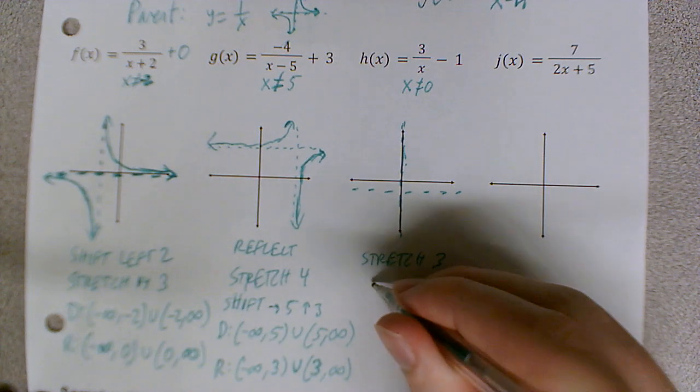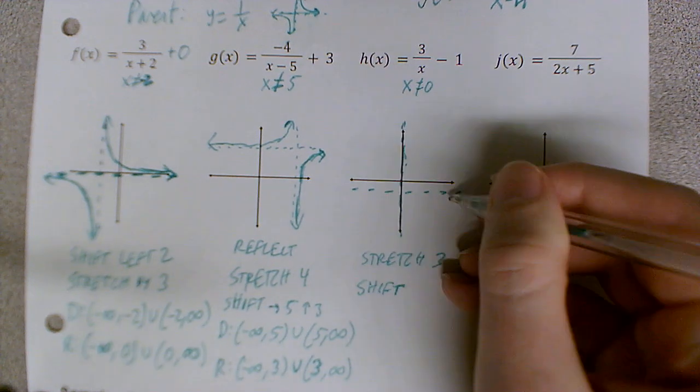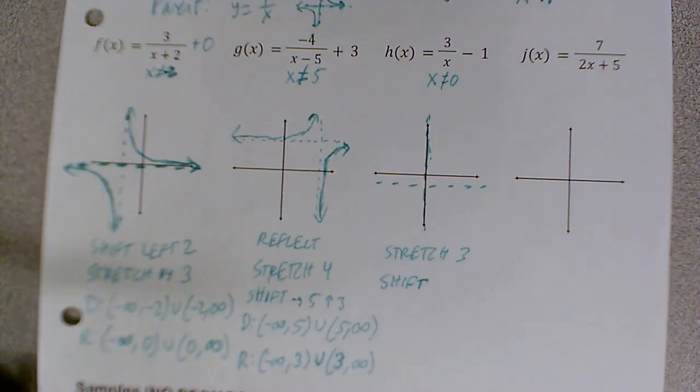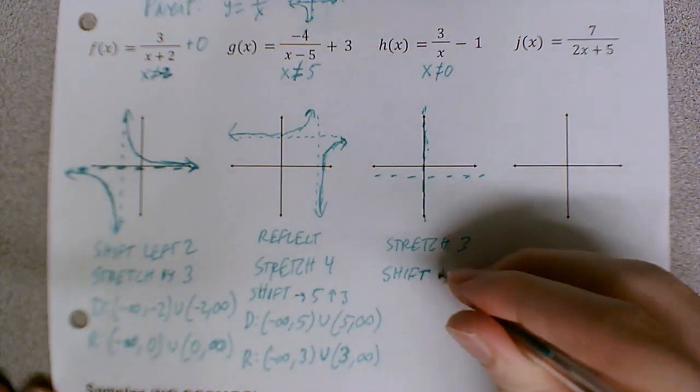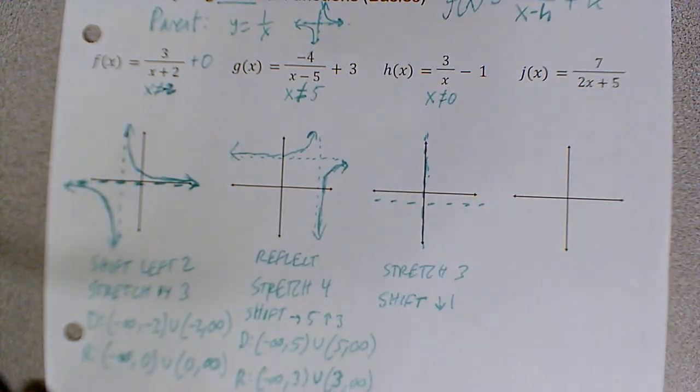And it is shifted because the horizontal asymptote moved. So which way did it shift? Well, it shifted down, right? Because it started in the middle, and then it shifts down 1.